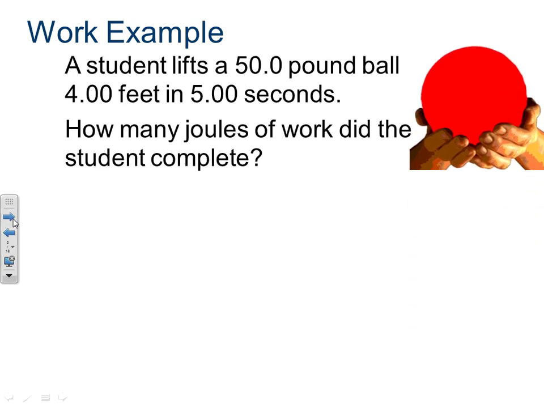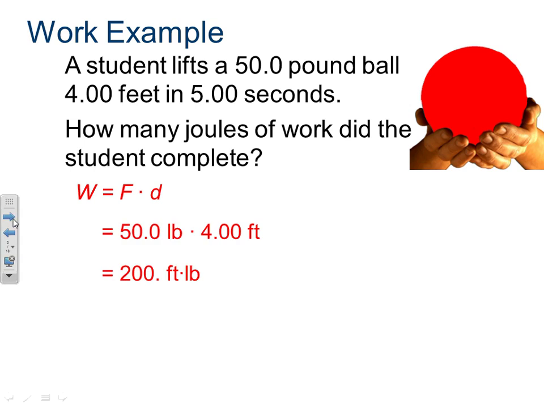So here's an example. A student lifts a 50.0-pound ball 4.00 feet in 5.00 seconds. All those zeros are there just to show us that there are 3 significant figures. How many joules of work did the student complete? Well, work is force times distance. You'd have to be going in the same direction, of course, or parallel to each other. You take 50.0 pounds times 4.00 feet, which gives you 200 foot-pounds of work. But that is not using the metric system. That would be an English example.